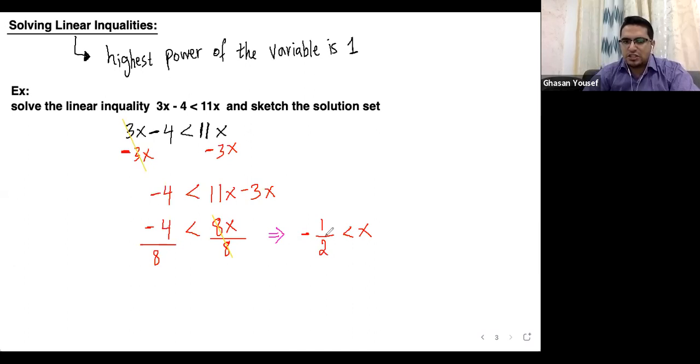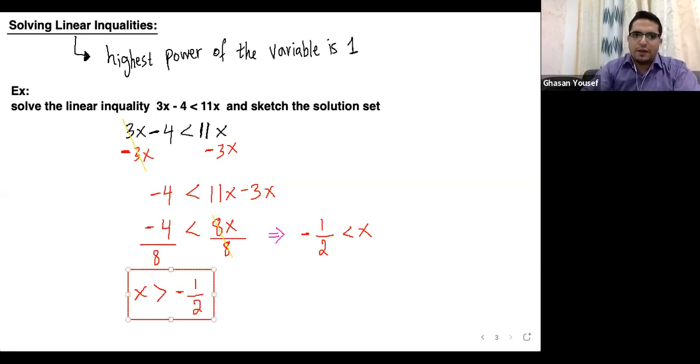Or I can change the direction and say x is greater than minus 1/2. I just change the direction. Okay, so this is the solution for this inequality. If I plug any number greater than minus 1/2 into this inequality, it will be a solution, it will be correct. So pick any number greater than minus 1/2. Give me any number greater than minus 1/2.